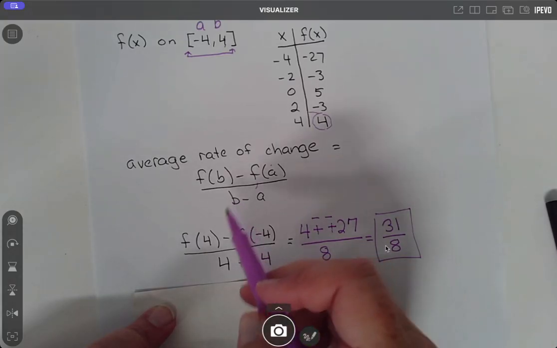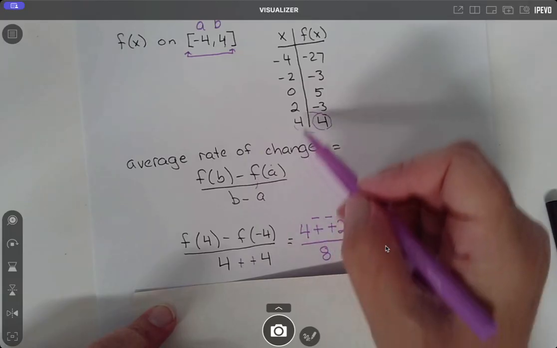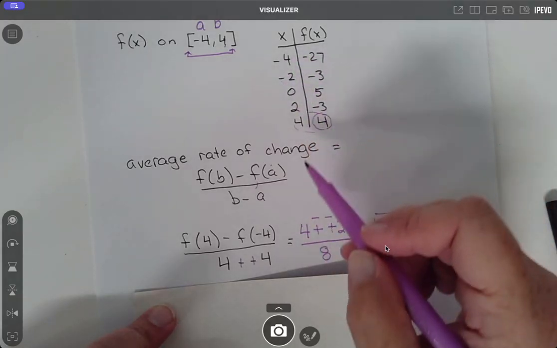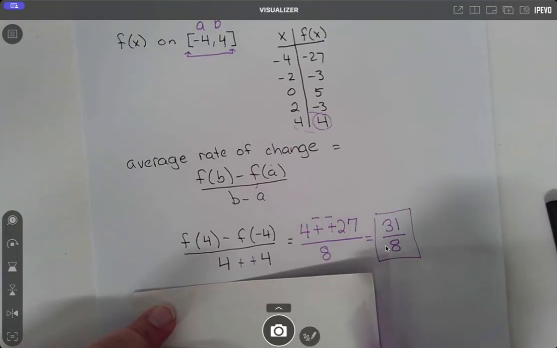So to recap, I found f of 4 from the table of values. I found f of negative 4 from the table of values. And I just plugged into the equation and got my answer.